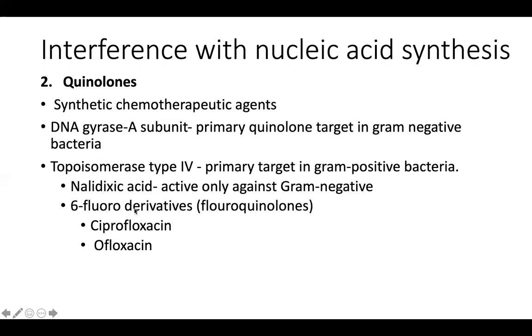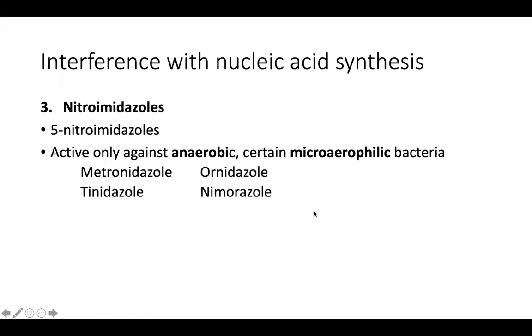Because it had such a narrow spectrum, it was improved. And these are the 6-fluoro derivatives, which we refer to as the fluoroquinolones. Examples are ciprofloxacin, ofloxacin, and others. The fluoroquinolones, you're going to learn more about in pharmacology. Still looking at interference with nucleic acid synthesis, we have the nitroimidazoles. These are active only against anaerobes.